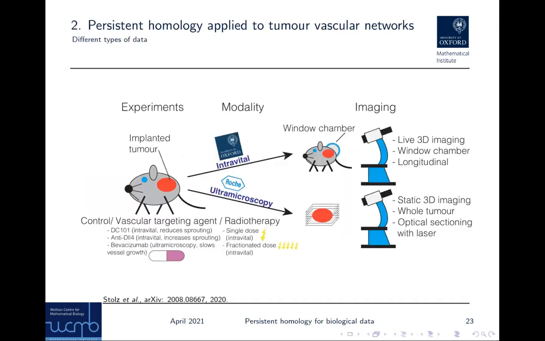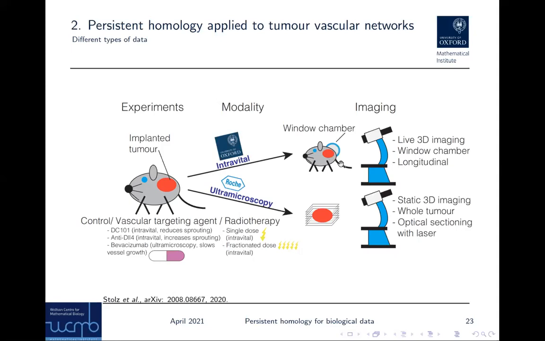I have two very different data sets here. What they have in common is that they come from mouse experiments, and these mice were implanted a tumor. Then we have data from Oxford, from the Oxford Radiation Oncology Group, which is imaged using intravital microscopy. And this means that the mouse is alive while the imaging takes place. So these mice have a little window on their back just above the tumor. And the tumor is then imaged through this window.